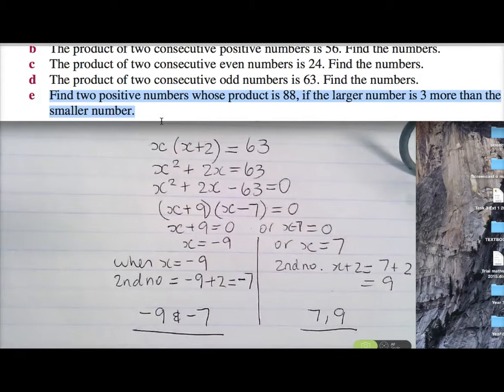What are you going to let your numbers be? X and x plus 3. And you'll go x times x plus 3 is 88 and solve, bring everything over. I'm not going to do that one because I think you can do that yourself. I just read the question.